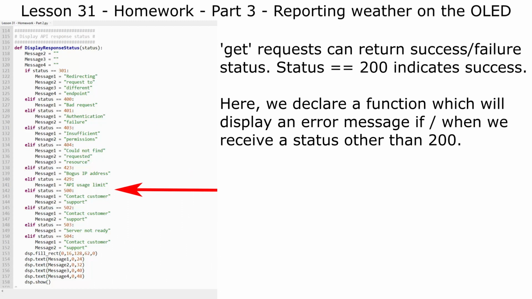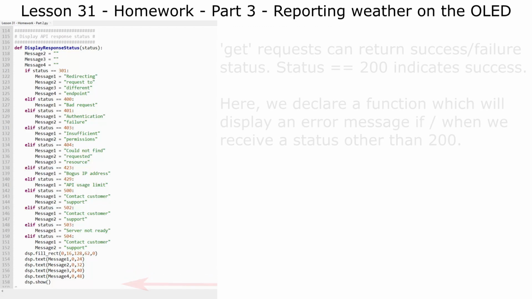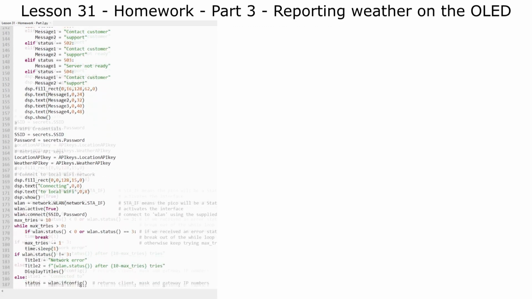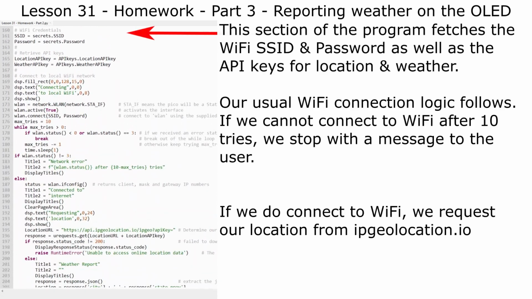So here we declare a function which will display an error message if and when we receive a status other than 200. This section of the program fetches the Wi-Fi SSID and password as well as the API keys for the location and weather gets that we're going to use. Our usual Wi-Fi connection logic follows.